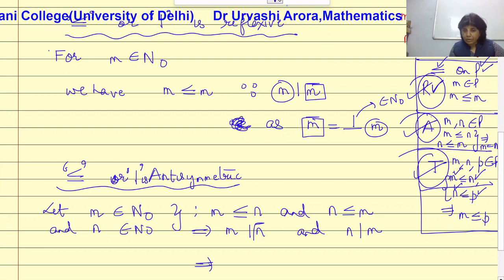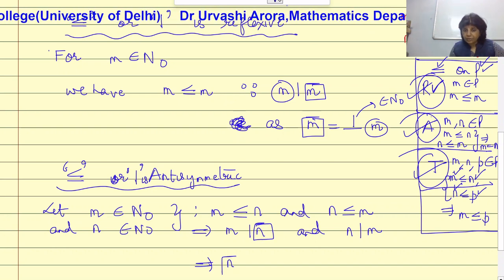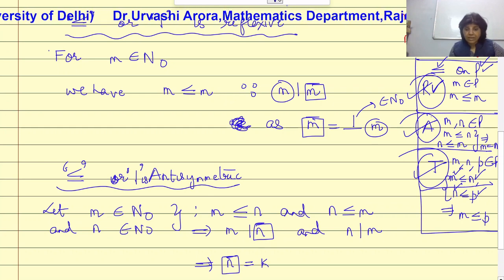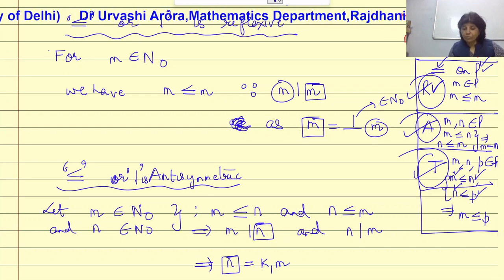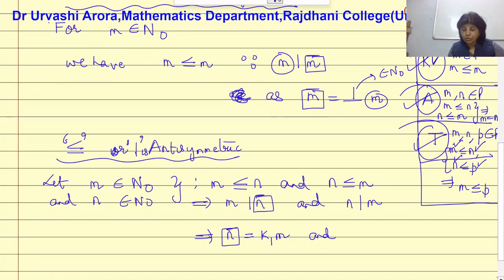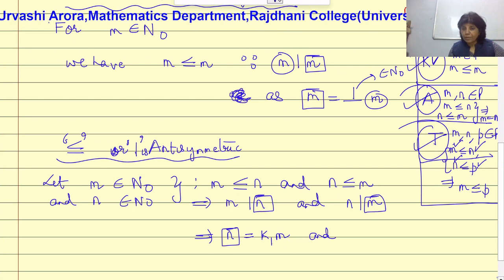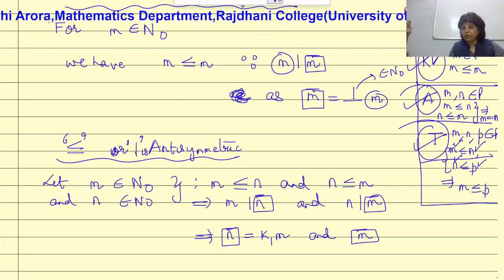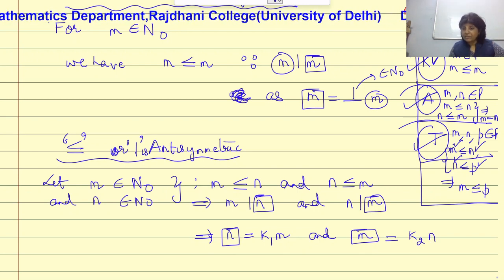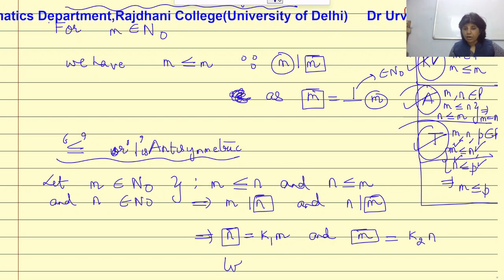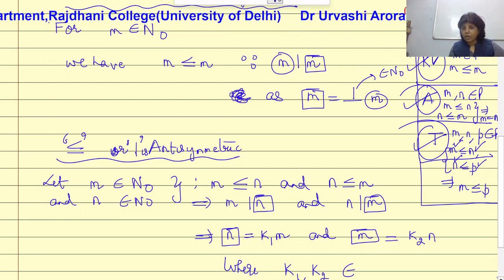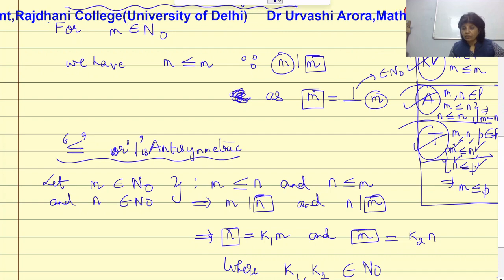And this means that I should be able to write this particular n, which I am enclosing in a box, as something into m, and that something into m is k1 into m, let's say, where k1 is coming from the underlying set, which is the set of whole numbers. And I should be able to write this particular m, which I am enclosing in a box, as something into n, which means let's say k2 into n, where this k2 is coming from the set of whole numbers, where whole numbers is the underlying set. So k1 and k2 belong to N naught, which is the underlying set.